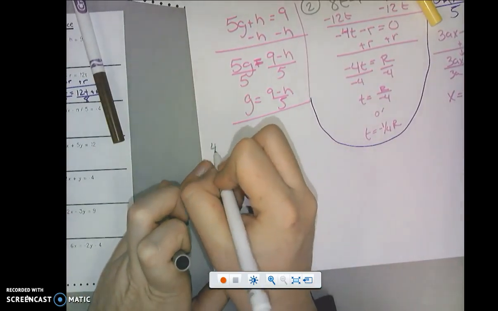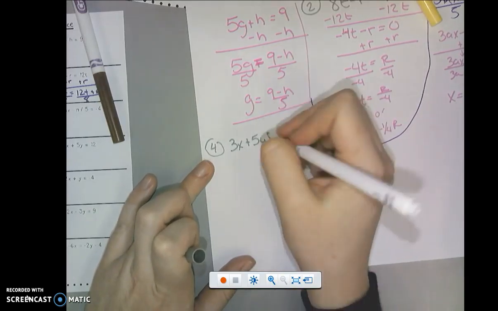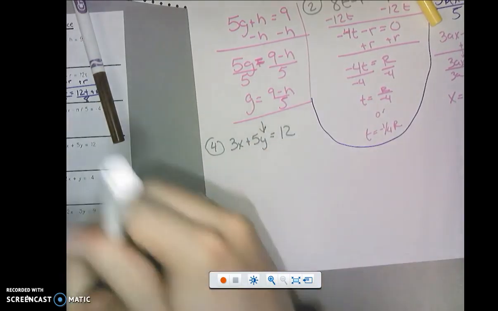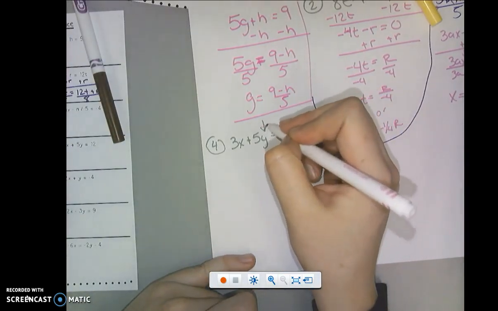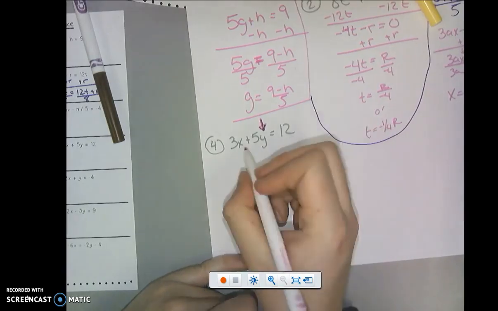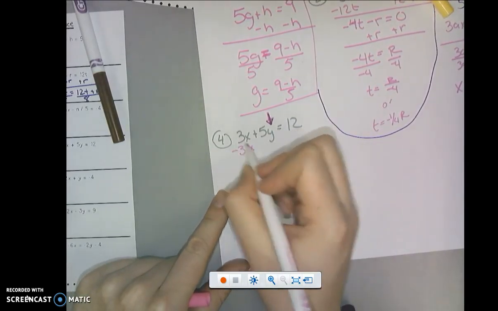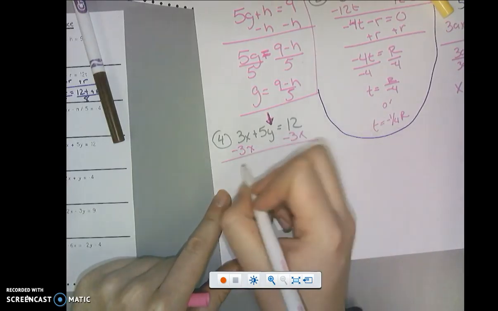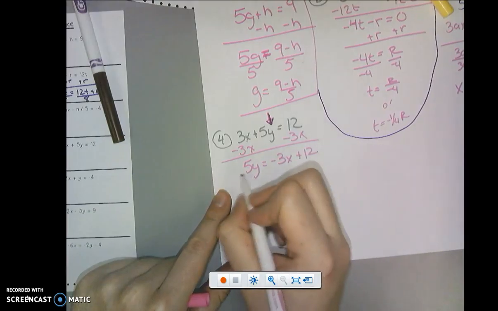So number 4, we have 3x plus 5y equals 12. We want to solve for y. This is very important in algebra right now. This is a standard written equation, and we always want to get it into slope-intercept, which is y equals. So first we want to move over our x term, so we're going to subtract 3x because it's positive. And I'm going to have 5y equals negative 3x plus 12. Then I'm going to divide by 5.